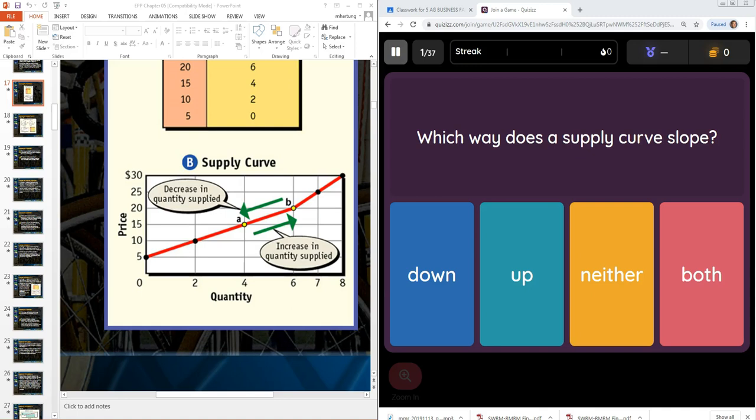Let's do a quick review for our supply test. Which way does a supply curve slope? Let's take a look at it. It's moving upwards from left to right. Sloping up.